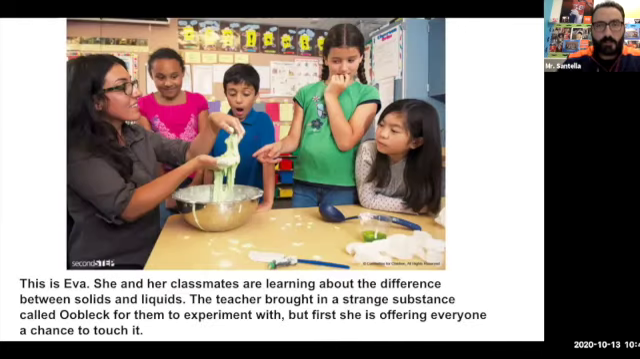This is Eva. Her and her classmates are learning about the differences between solids and liquids. The teacher brought in this strange substance called oobleck for them to experiment with. But first, the teacher is offering everyone a chance to touch it. Now, you can actually make oobleck. If you look it up online, it's super easy and it's really fun to play with. But obviously, ask your parents first.